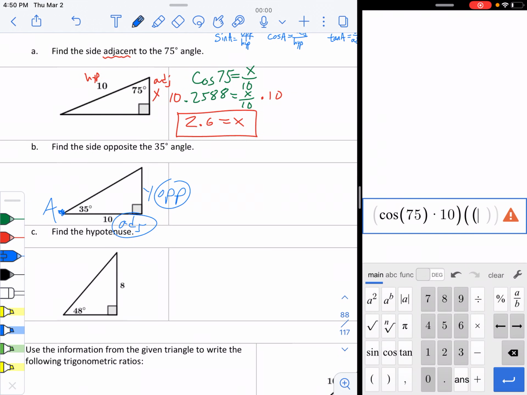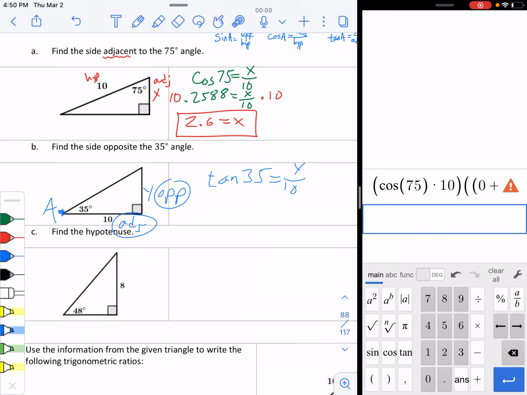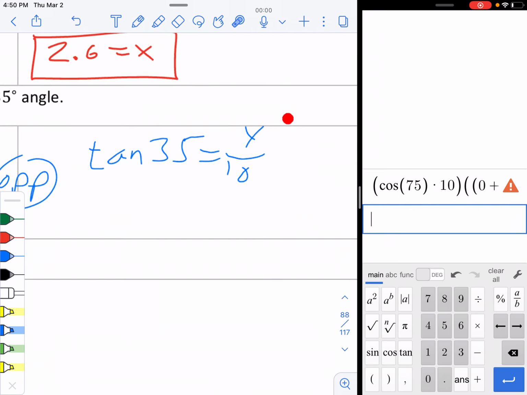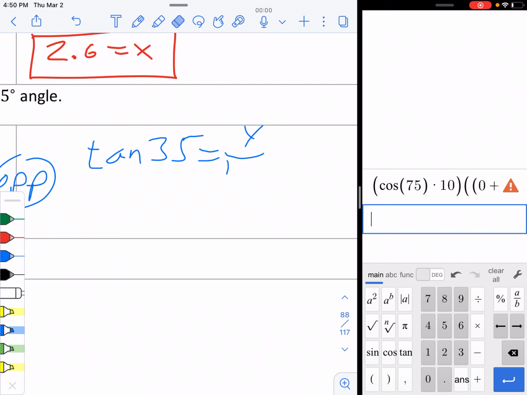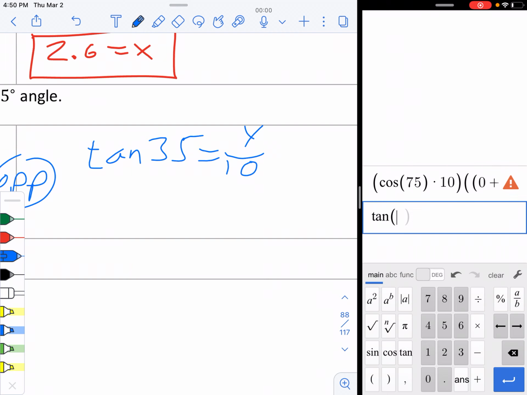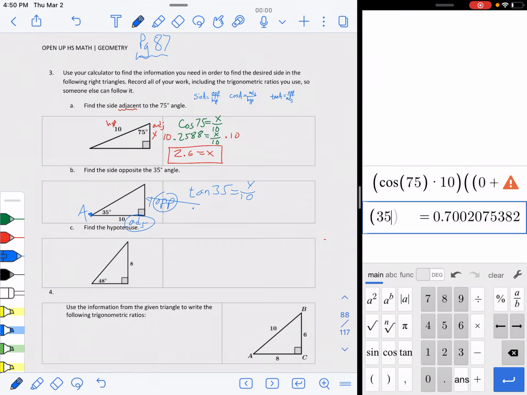So we say the tangent of our angle, 35, equals the opposite over the adjacent. If you use the sine or cosine, it's not going to work for you. We don't care about the hypotenuse, so we don't want to use sine or cosine here. So tangent 35 equals y over 10. And we can find out, well, what is the tangent of 35? The tangent of 35 is about 0.7002.